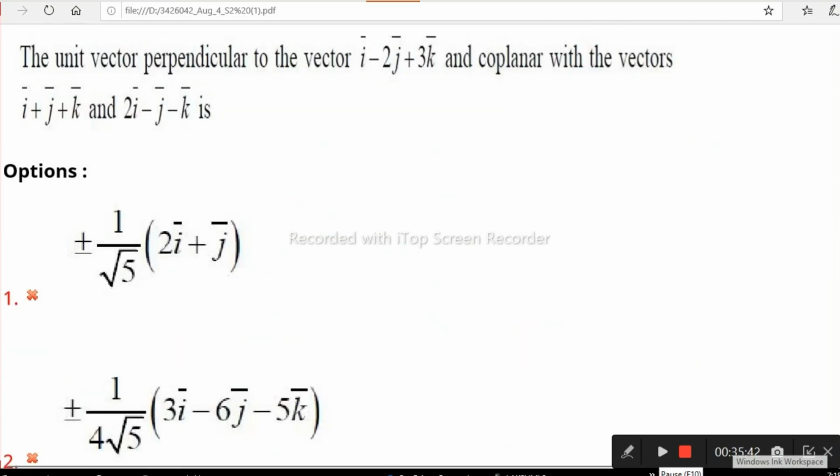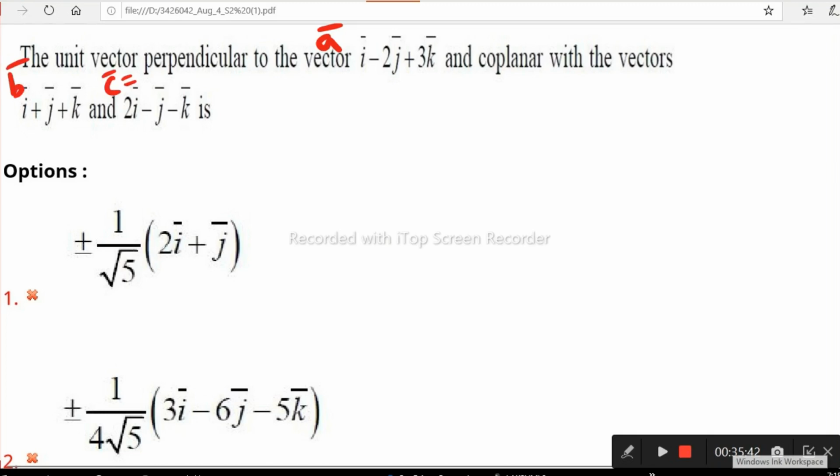See this question, what is it asking? The unit vector perpendicular to the vector i minus 2j plus 3k and coplanar with the two other vectors. Okay, for our convenience you can take the first vector as a vector, and the other two vectors as b and c. We want one more vector which is coplanar with b and c and perpendicular to a. Such type of question, you can just verify the options.